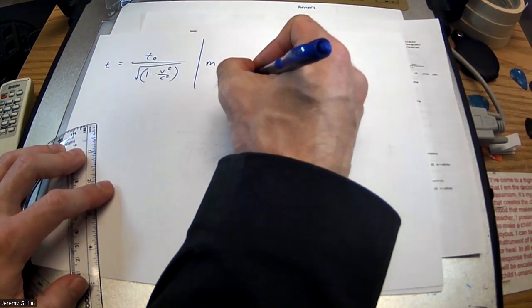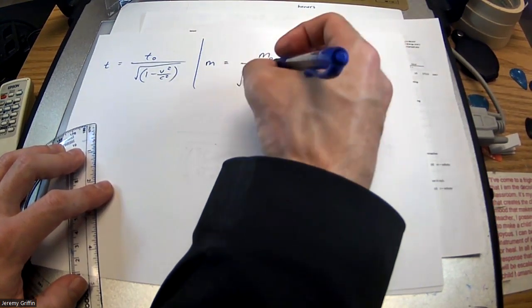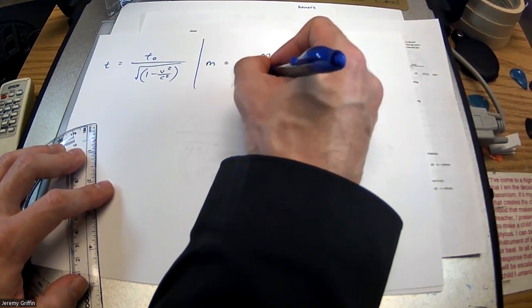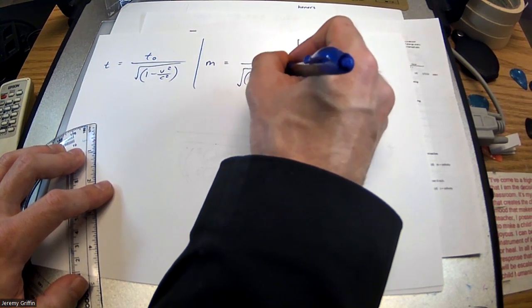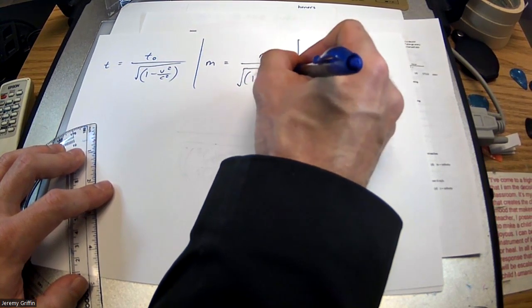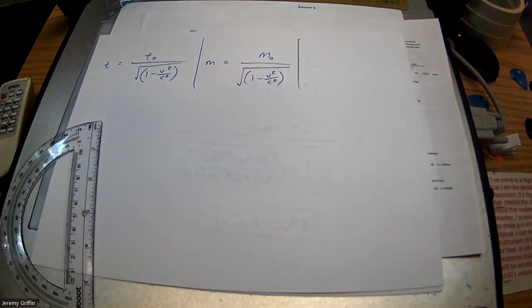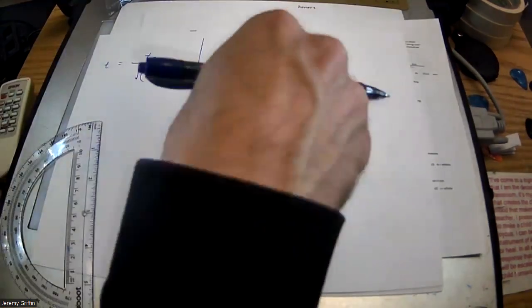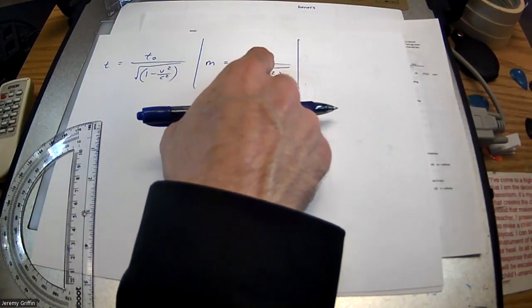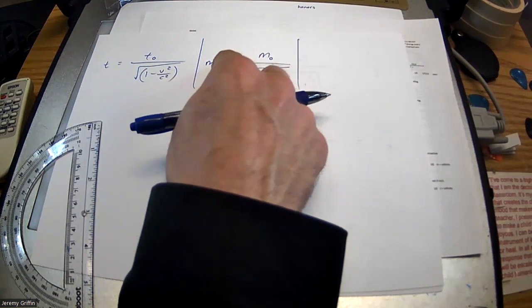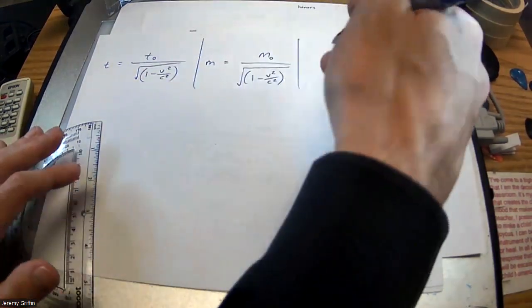Actually, a really good example of mass dilation that I should have used on this paper was particle physicists over at the Large Hadron Collider underneath the border of Switzerland and France. When they speed up particles near the speed of light to relativistic speeds, they appear to be gaining mass. So we're going to look at that graph.